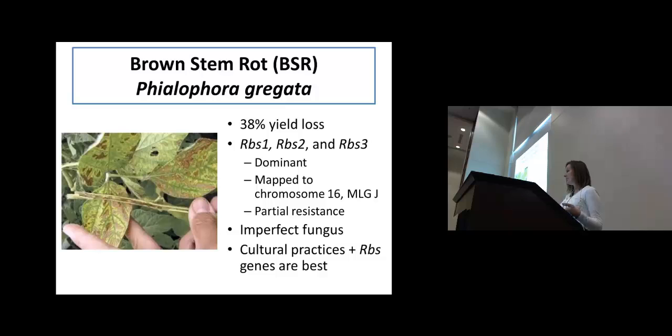P. gregata is an imperfect fungus, meaning that it has a simple life cycle. There's no sexual stage that's ever been recorded, so there are no spores or long-term survival mechanisms. So the best way to manage the disease is to use crop rotation and tilling, practices that get the residue out of the field, and then also to use a cultivar with a resistance gene.